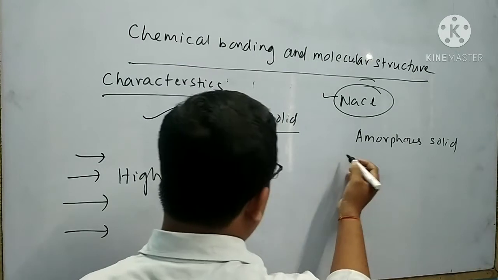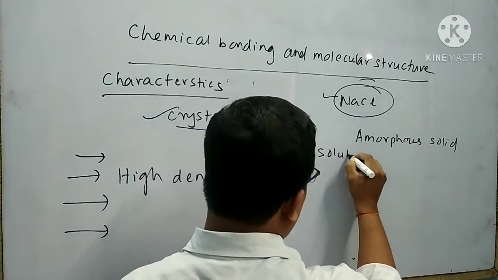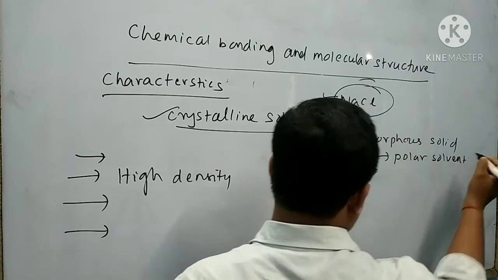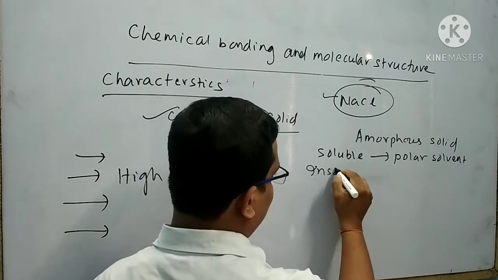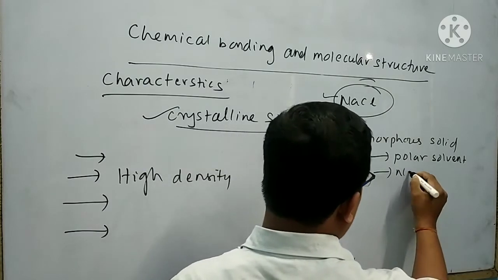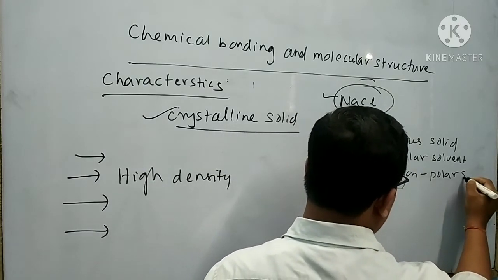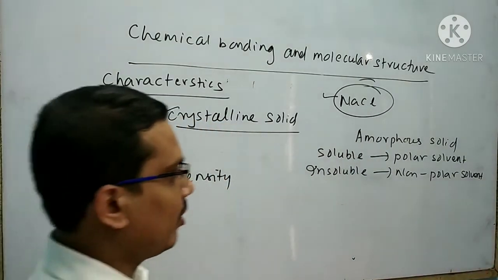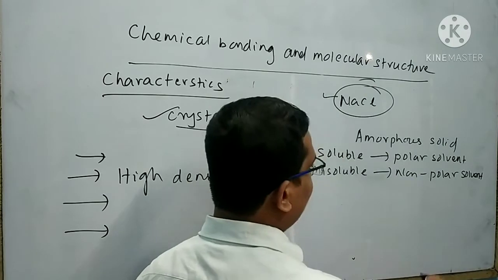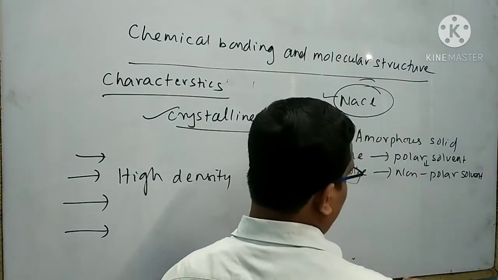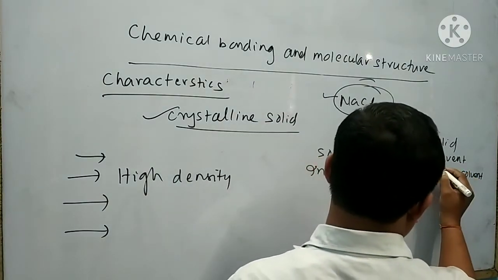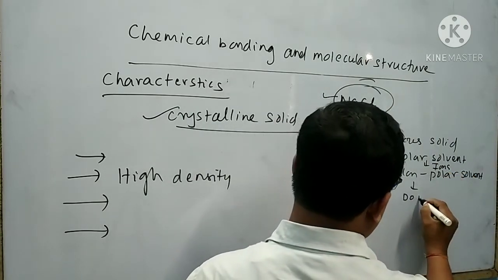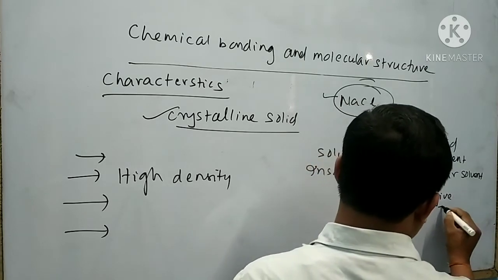Next point is ionic compound soluble in polar solvent and it is insoluble in non-polar solvent. What is the meaning of polar solvent? What is the meaning of non-polar solvent? For now, remember this point. Polar solvent means it gives ions. Non-polar solvent means it does not give ions.